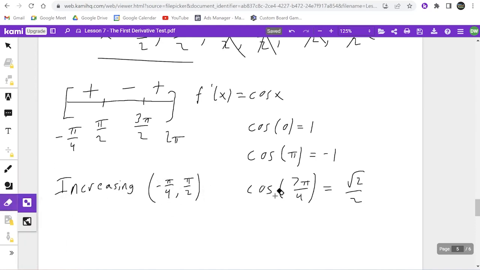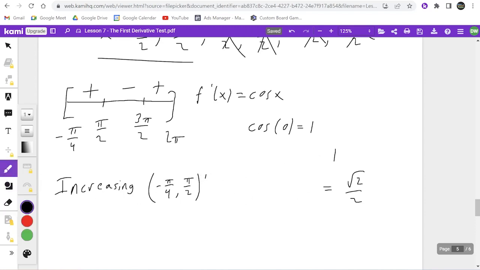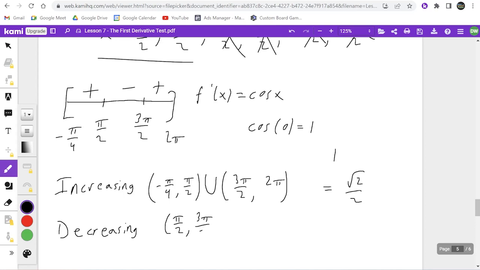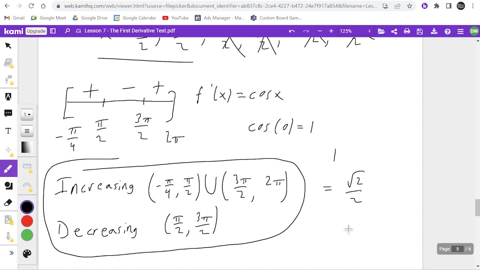Correct, and I need to erase some of my work because it's going to be too big for me. But you're exactly right. Union 3 pi over 2 to 2 pi. That's increasing, and then obviously decreasing is just the other region. So pi over 2 to 3 pi over 2. Okay, and there we go.